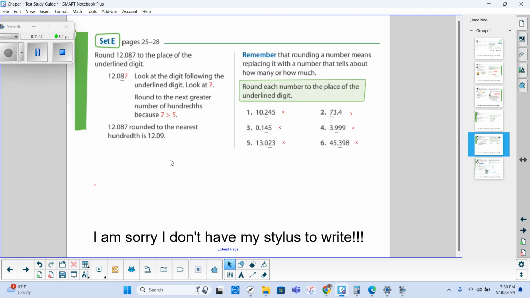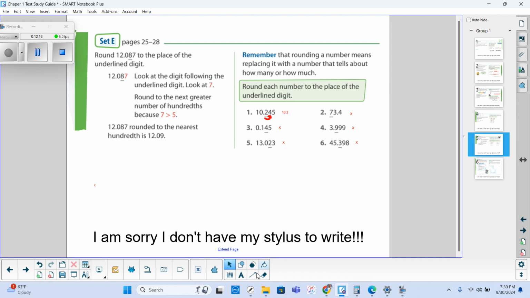All right, so now, for this, remember rounding numbers means replacing it with a number that tells you about how much or how many. Round each number to the place of the underlined digit. So here, the underlined digit is in the tenths place. We look at what's right after it, and it is a 4. So because it's a 4, we would keep this at the same place value. So this would be 10 and 2 tenths, or 10.2.